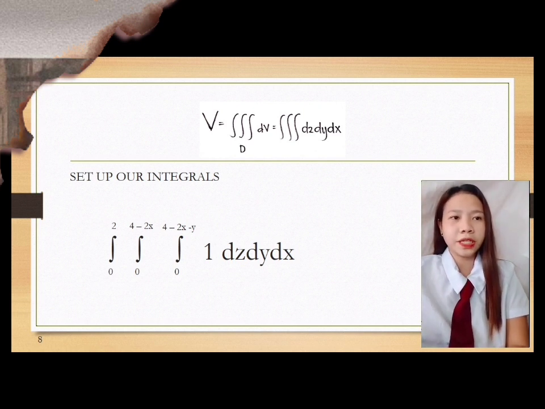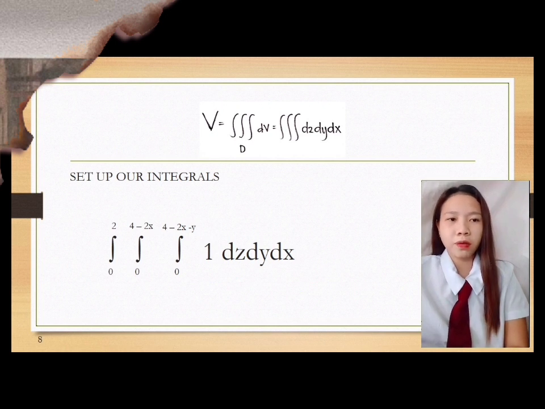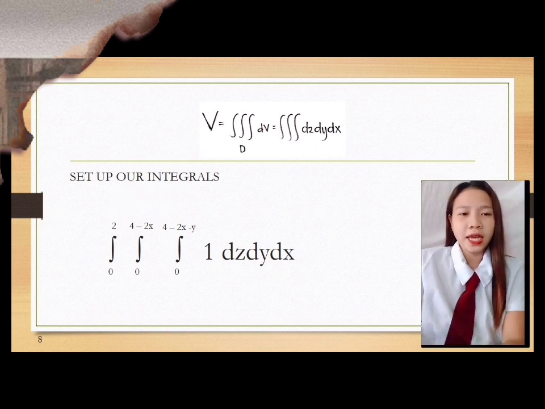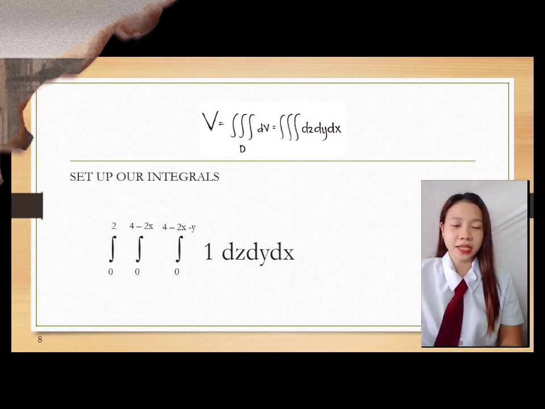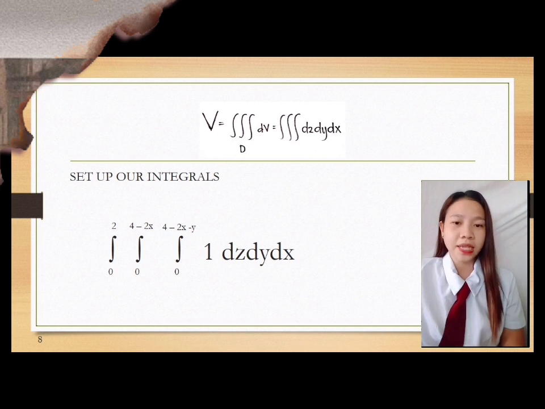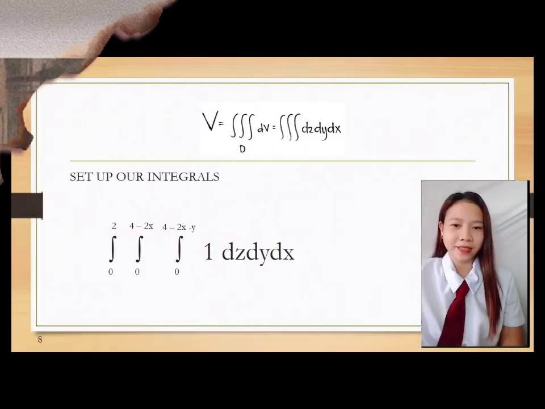So we have a triple integral here. The order of our integration is dz, dy, and dx, because you always start with the inside and work to the outside. That's why z is first, y is second, and x is third. For z, it is from 0 to 4 minus 2x minus y. For y, it is from 0 to 4 minus 2x. And for x, it is from 0 to 2. It is not just dz dy dx, it's really 1 times dz dy dx. That's how we set up our integral.